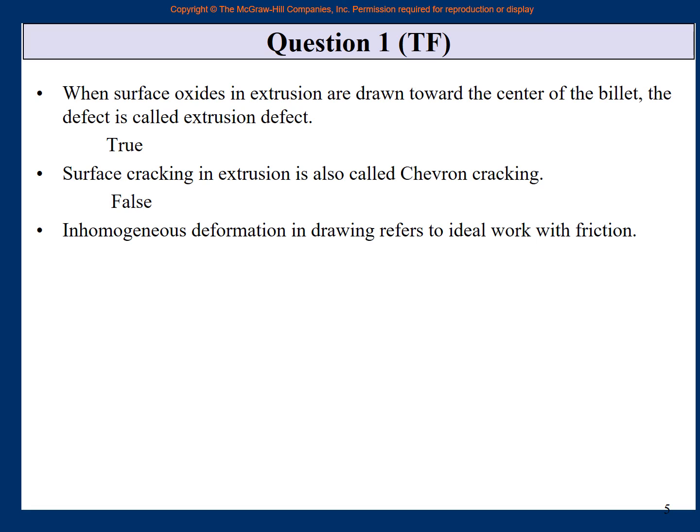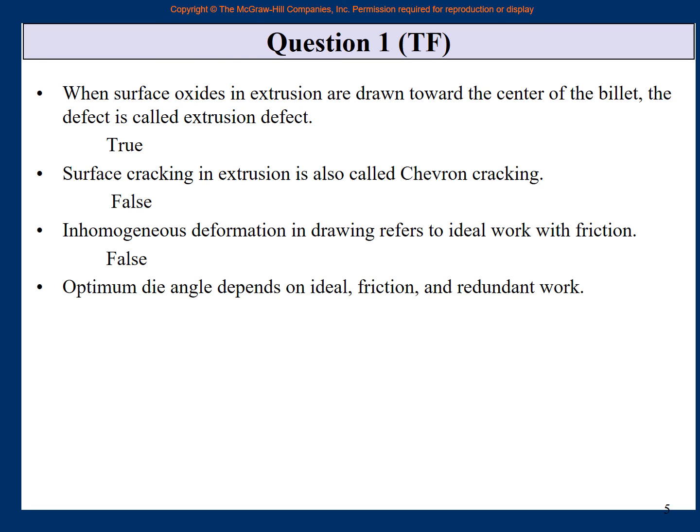Inhomogeneous deformation in drawing refers to ideal work with friction. False. You see, ideal work is the basic work. Inhomogeneous deformation is because of turbulence in the die area, forming of dead metal zone and those things. So that is another thing, work due to inhomogeneous deformation. Ideal work is something else. So this part is of course false.